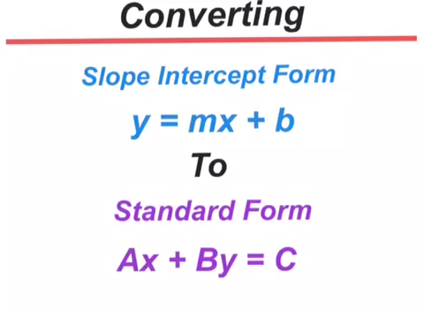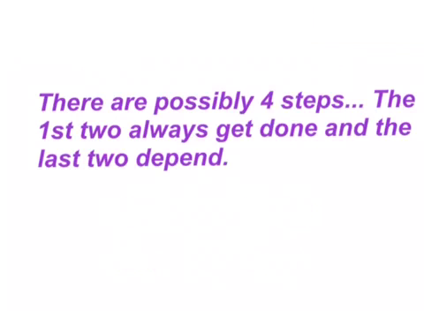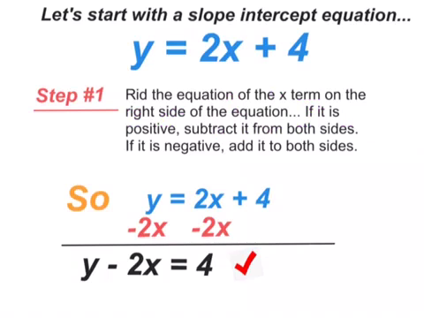Today this video is designed to teach you how to convert an equation in slope-intercept form to an equation in standard form. Now, when you do this, there are 4 steps. I say possibly because the first 2 steps are always done and the last 2 depend upon the situation of the equation. So let's start with a slope-intercept equation: y is equal to 2x plus 4, as we have up on top.